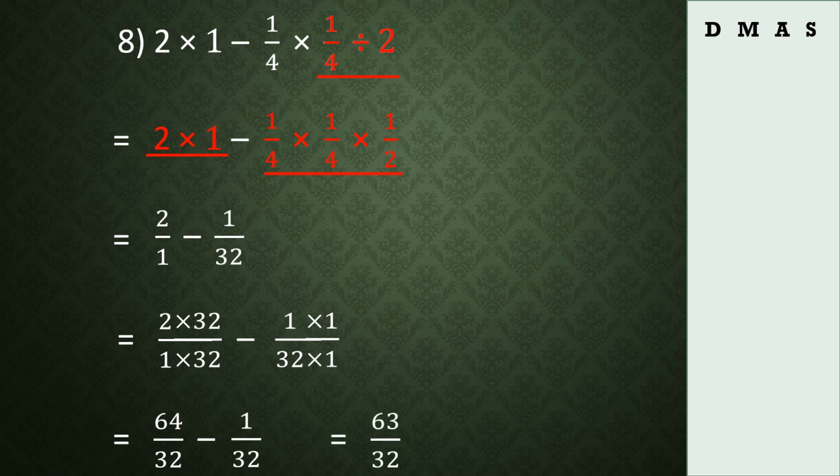Now 63 upon 32 is an improper fraction. So let's convert them into mixed number. So divide 63 by 32. If we divide 63 by 32, we get 1 31 upon 32. So the answer is 1 31 upon 32.